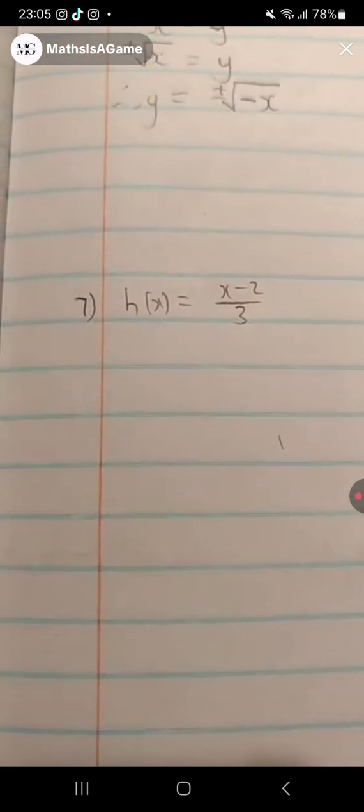Anyways, I'm sure you guys can all agree that the answer is going to be h of x is equal to 3x plus 2. I'm not even going to bother and do it.